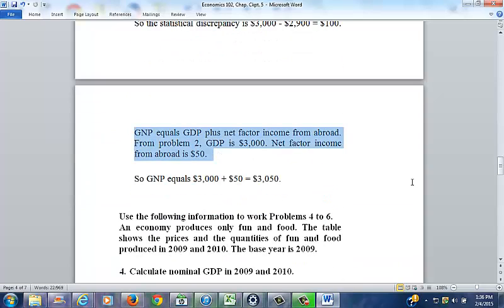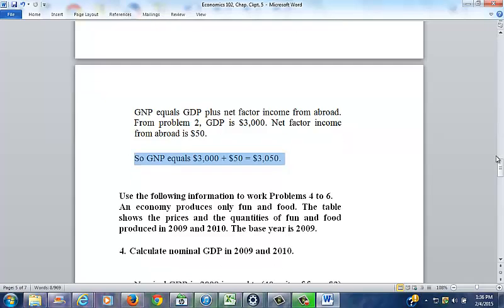GNP equals GDP plus net factor income from abroad. From problem 2, we know that GDP is $3,000. Net factor income from abroad is $50. So GNP equals $3,000 plus $50, or $3,050.